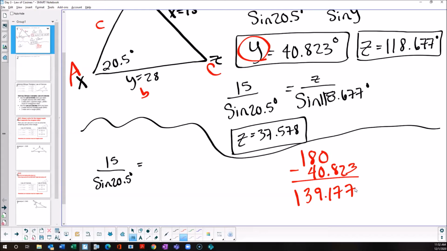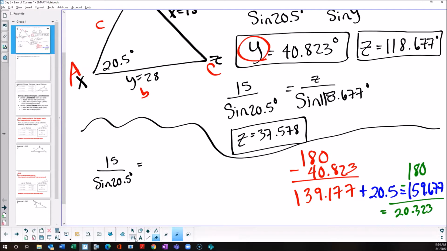So what I do then is I go back and add that to the angle I was already given. If you were given a little angle, there's a likelihood that you're going to get two triangles, right? So if you add that back in to 20.5, and it's still less than 180, there's still room for one more angle to fit into your triangle to add up to 180. Does that make sense? So once I add those together at 159.677, now I subtract that from 180.